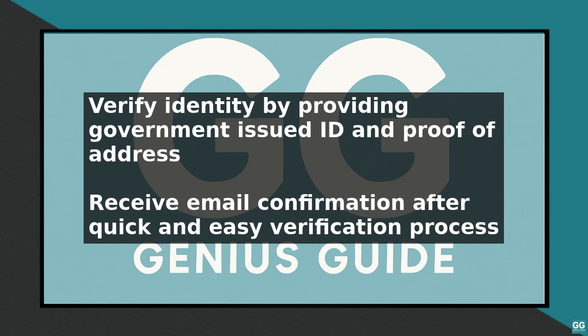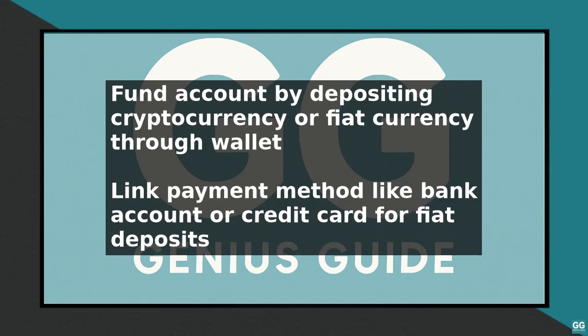The platform supports a wide range of cryptocurrencies, including Bitcoin, Ethereum, and Litecoin. To buy cryptocurrency, simply click on the Buy button and follow the prompts. You will need to select the cryptocurrency that you want to buy and the amount that you want to purchase. You can also set a limit order, which allows you to buy cryptocurrency at a specific price.